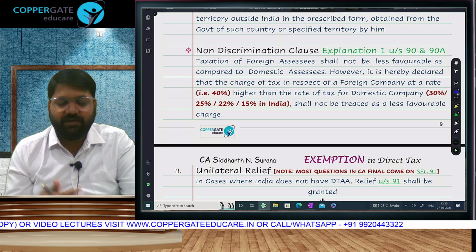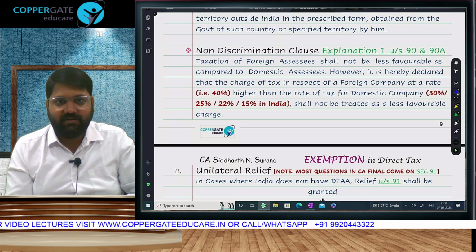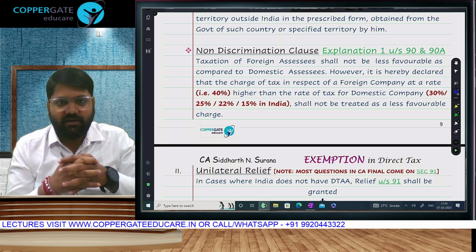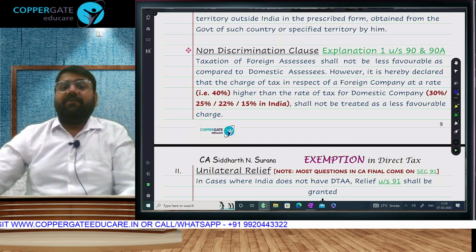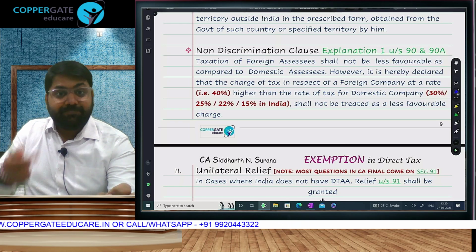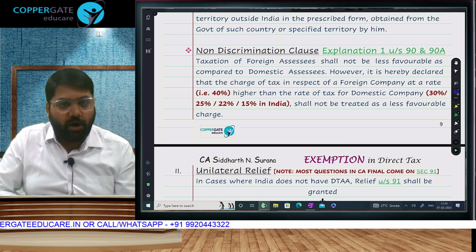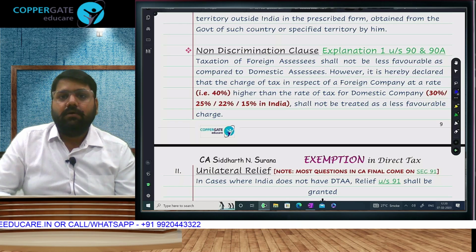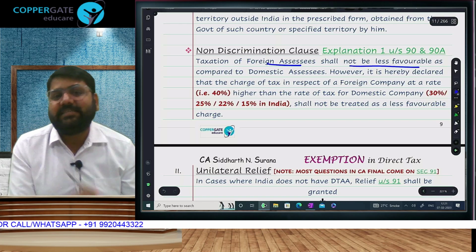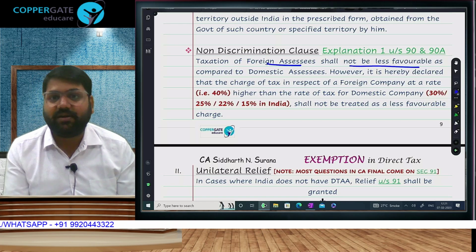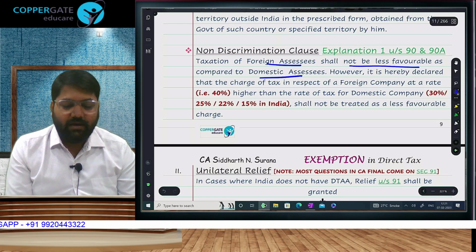Non-discrimination clause. Non-discrimination is a promise that we make under the treaty. For example, the India-Germany treaty. So India will promise Germany, hi Germany, I will not tax your people more than my people. The taxation of foreign assessees shall not be less favorable. Meaning, we will not take more tax compared to domestic assessees.